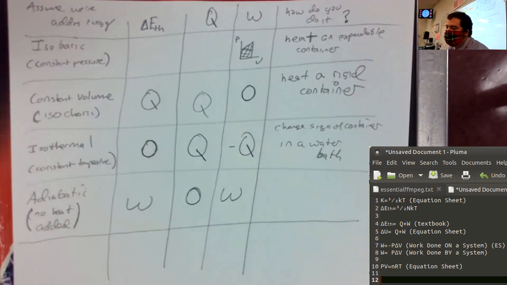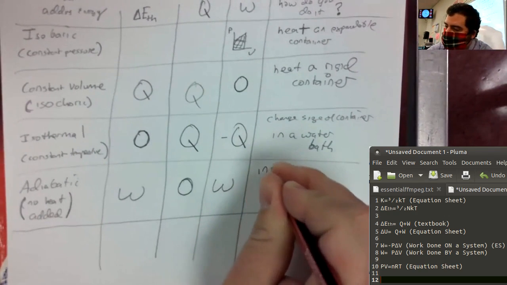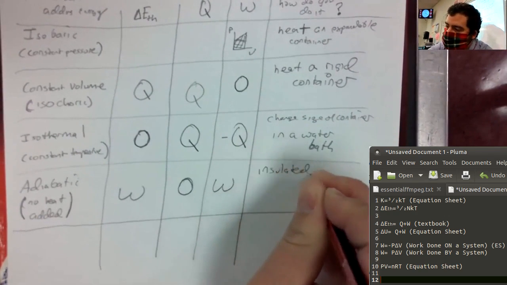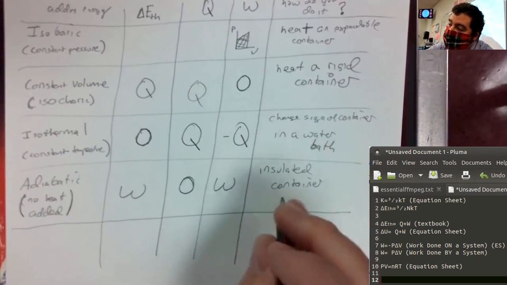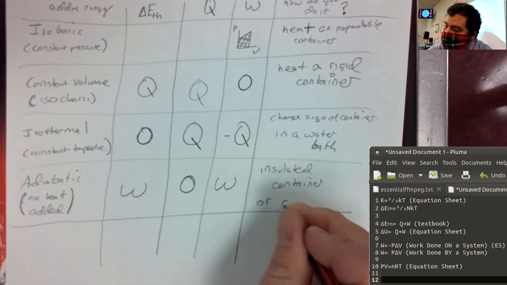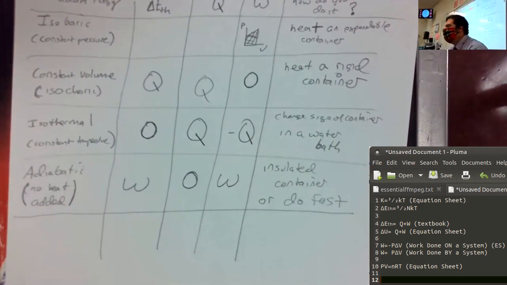And since this one is hard to picture, I'm going to just tell you, use an insulated container, or do it so fast that heat doesn't have time to transfer.